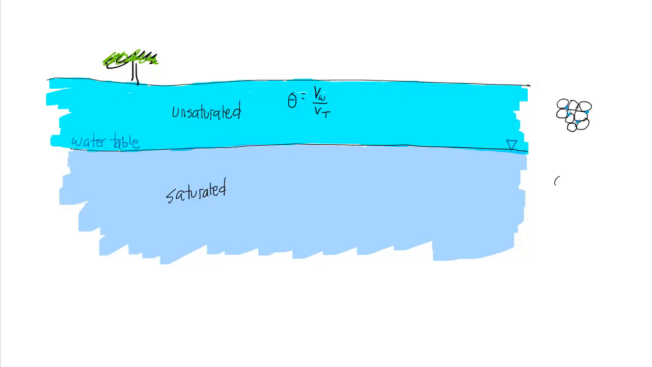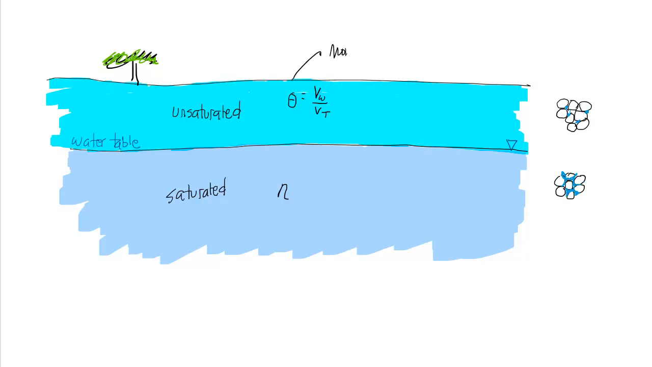So if we were to look in detail at what's going on down in the saturated zone, we once again have our sediment. And in the pores of that sediment, we find that all of the pore space is now filled with water. There is no air anymore. So we can characterize the water content as simply the pore space, since all the pore space contains water. The variable we need to describe the water content of the saturated zone is the porosity, which is given the symbol N.